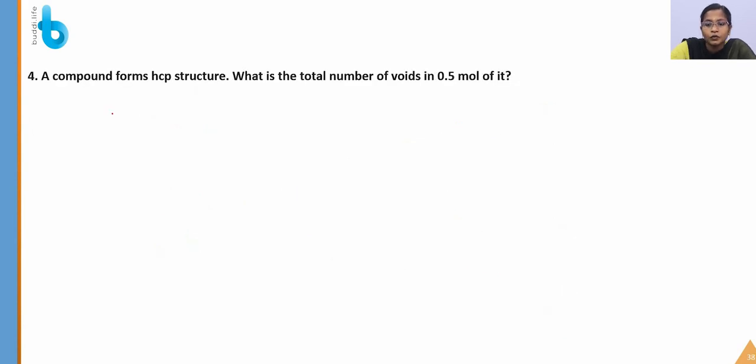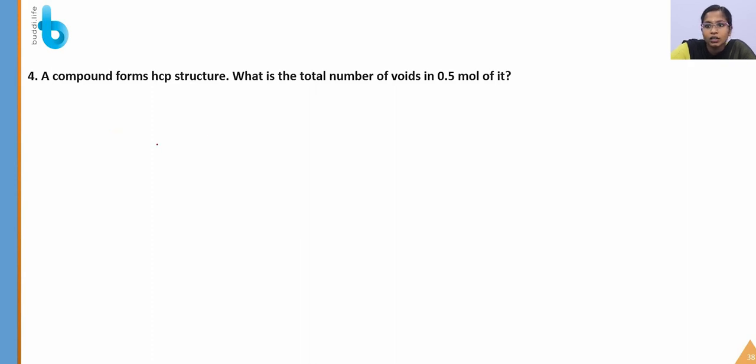So the fourth question is, a compound forms HCP structure. What is the total number of voids in 0.5 mole of it? So we have to calculate the total number of voids. We have a formula for that. In HCP structure, there are two types of voids: tetrahedral voids and octahedral voids. We have to calculate them individually and then add them.